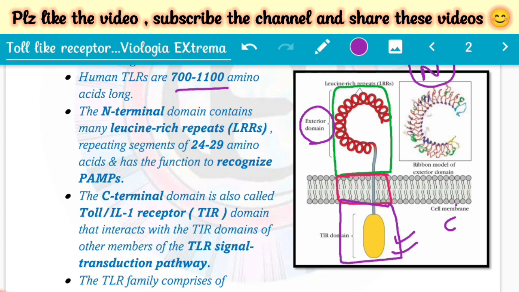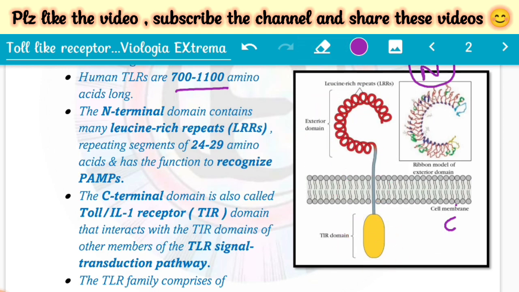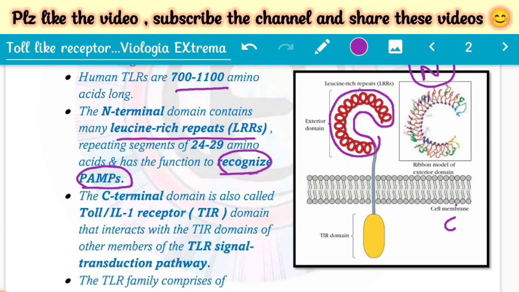Clear? Now this N-terminal contains leucine-rich repeats in the extracellular region, each made up of 24 to 29 amino acids. These leucine-rich repeats are responsible for recognizing PAMPs. So the recognition function is due to these LRRs, leucine-rich repeats, and they are found in the N-terminal, meaning the extracellular domain.